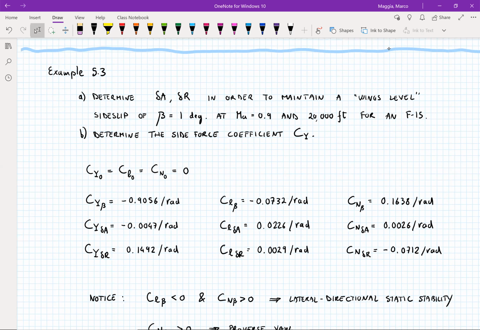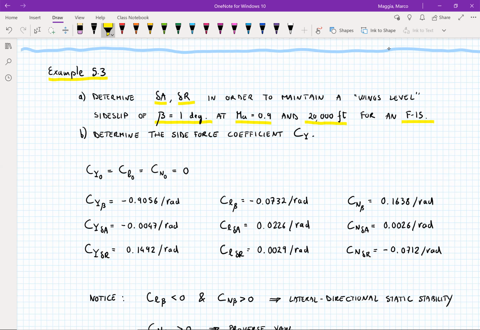Now let's take a look at a numerical example. This is example 5.3 in the chapter that I posted. Our task is to determine the aileron deflection and the rudder deflection in order to maintain a constant sideslip of beta equals 1 degree at Mach 0.9 at 20,000 feet for an F-15. The second task is to determine the side force coefficient Cy.